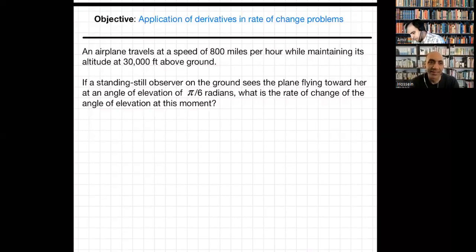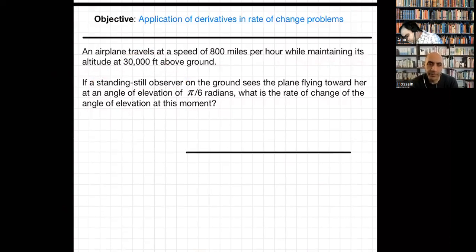Okay, sure. Let me start. We have the airplane, which maintains the altitude. So the altitude is constant at this value. The observer is also fixed. It doesn't move. But the plane moves in the horizontal plane. Maybe if you draw a diagram showing this, it helps to better visualize what's going on.